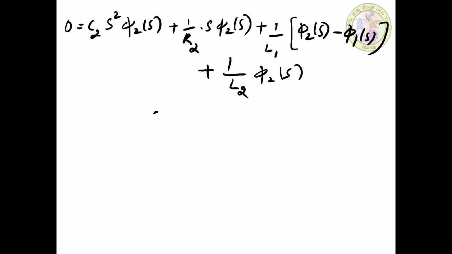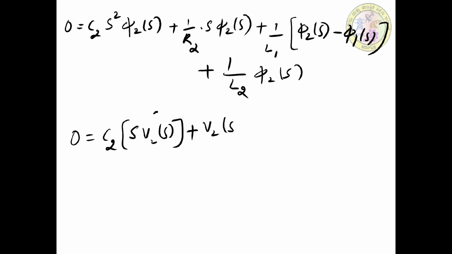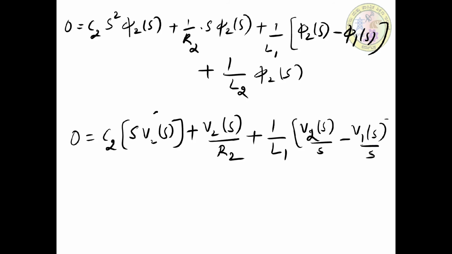Therefore we have to replace phi by V of s and simplify. So after simplification we can write C2 s into V2 of s plus V2 of s by R2 plus 1 by L1 into V2 of s by s minus V1 of s by s plus 1 by L2 into V2 of s by s.